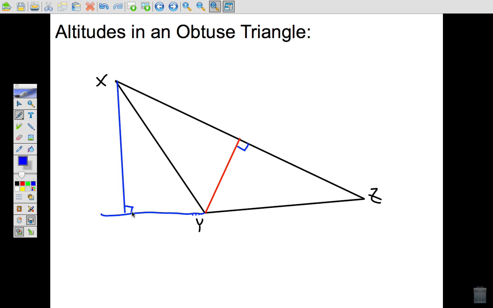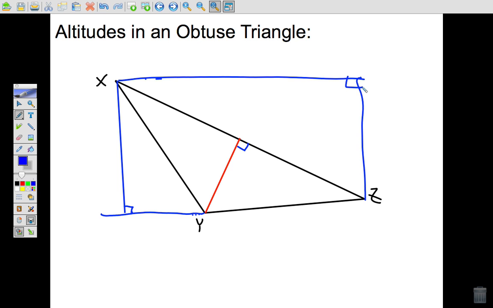Now how about if I wanted to draw the altitude from Z? Well, I need to extend this out, something like this, and then extend, so it would look something like this. And again, it's outside the triangle.